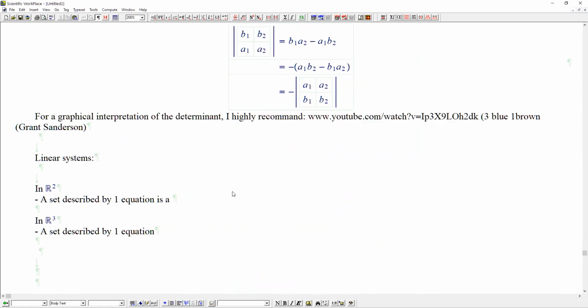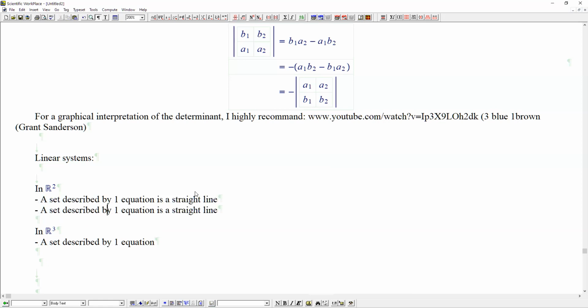Don't look at it right away. Wait a bit. It is a straight line. And a set described by 2 linearly independent equations, what is it? It's a point. Yes, it's a unique solution, as we want. That's what we care about. Now, this is in R2.